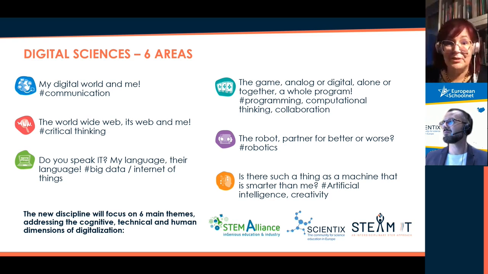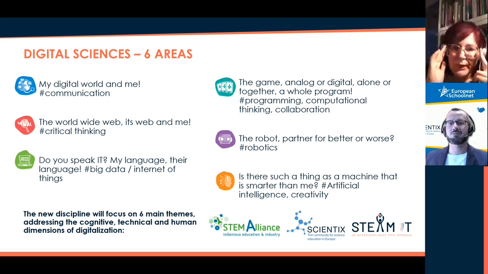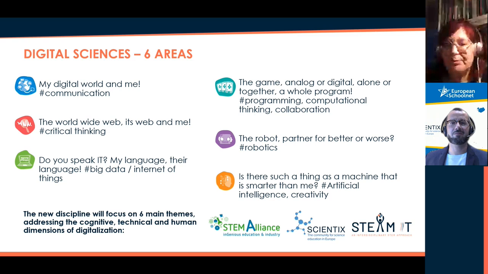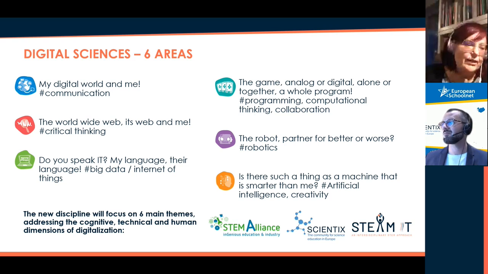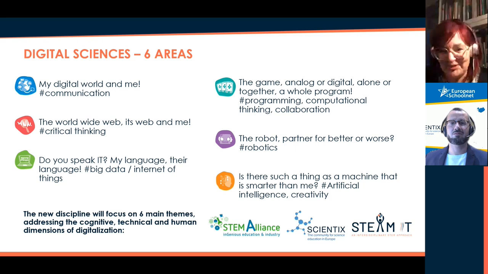The fifth area is the robots, partner for better or worse. And it's very funny in this area because we are going to work with the students with their imagination about robots, because we all have, I think, the image of robots very likely like Pixar or Disney present them to us. And here it is a possibility to compare what is your image of robot and what are robots in real life and why are they there? And in what case they are really helpful, and what should we know about also perhaps the dark sides of the robots.